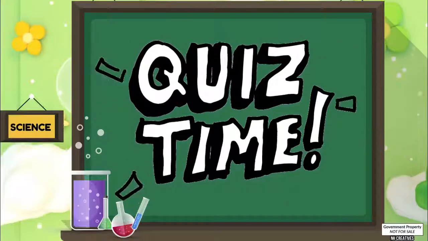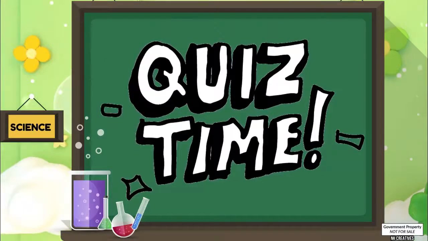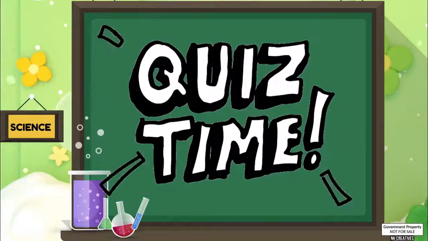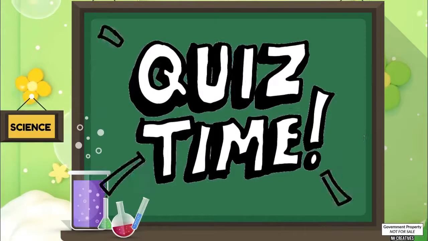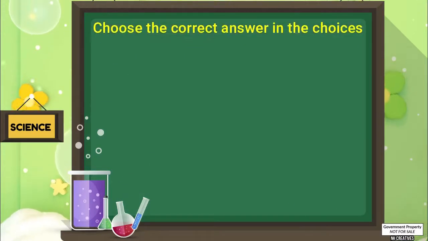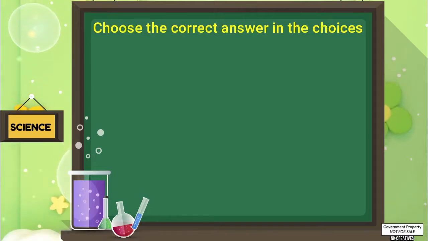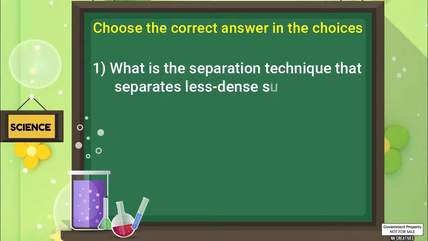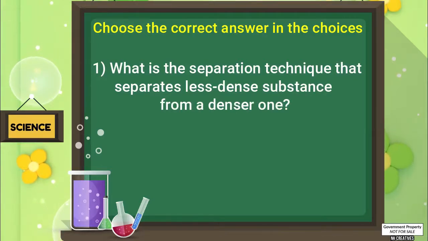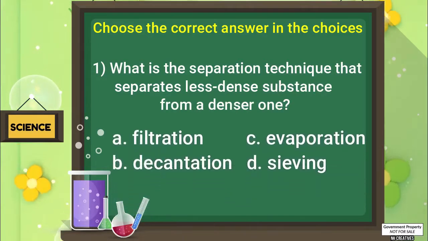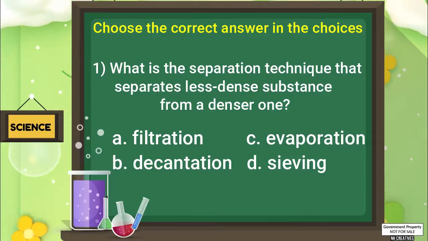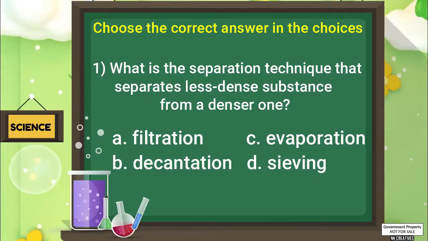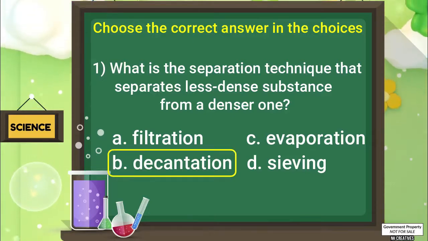So now let's check if you have really listened to our discussion. Please be ready with your ball pen and a sheet of paper. So now let's begin. Number 1. What is the separation technique that separates a less dense substance from a denser one? A. Filtration. B. Decantation. C. Evaporation. D. Sieving. The correct answer is B.